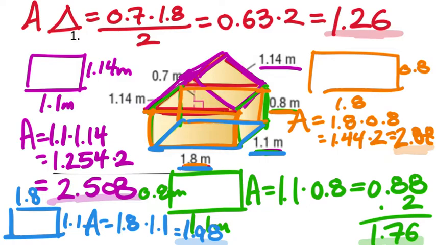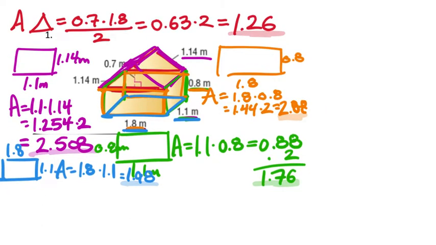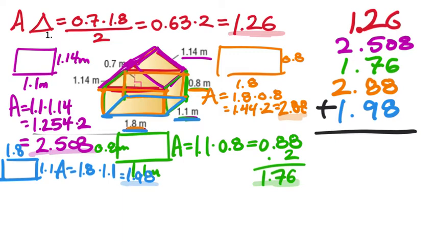So what do we have to do now? Well, we need to calculate the full surface area. So I'm going to start with the values I have. I have the red one at 1.26 square meters, that's the 2 triangles. Then we did the purple ones, which totaled 2.508, and that was 2 rectangles together. Then we did the green rectangles at 1.76, and then the orange, which was 2.88, those 2 rectangles. And then the final rectangle, just one rectangle, 1.98. And yes, we do need to add all these together to figure out our total surface area for the shape.